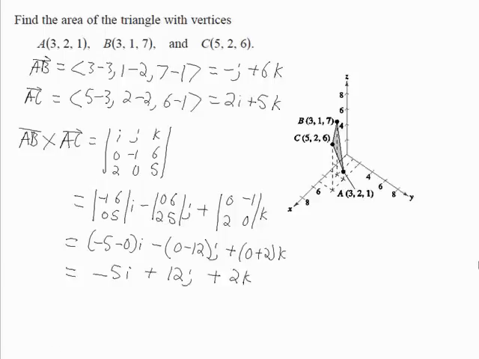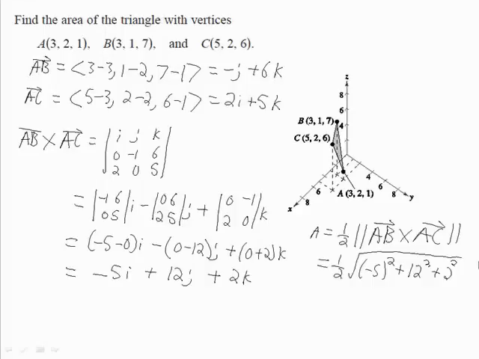So the area of the triangle is 1/2 times the magnitude of the cross product of the vectors AB and AC, which equals 1/2 times the square root of the quantity negative 5 squared plus 12 squared plus 2 squared, which equals 1/2 times the square root of the quantity 25 plus 144 plus 4, which equals 1/2 times the square root of 173, which is approximately 6.58 square units. So the area of the triangle is approximately 6.58 square units.